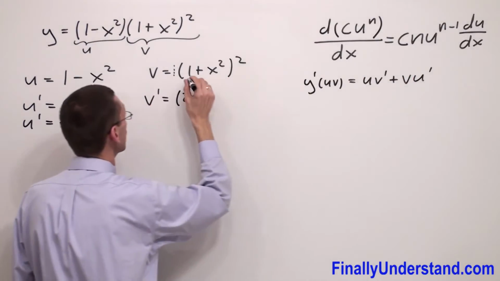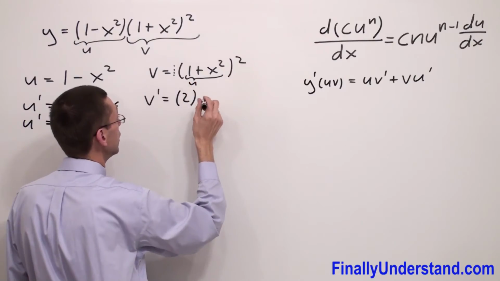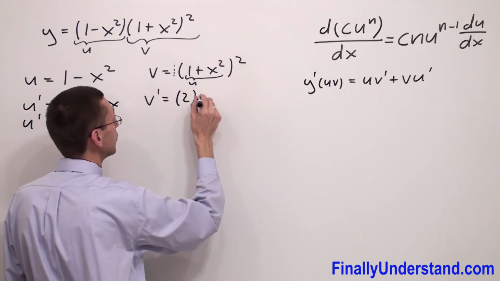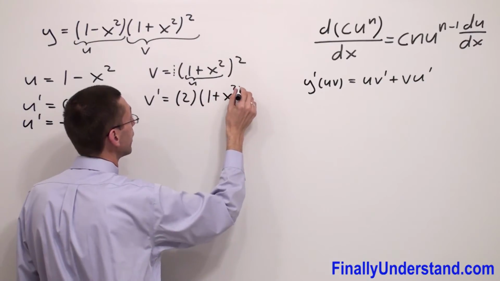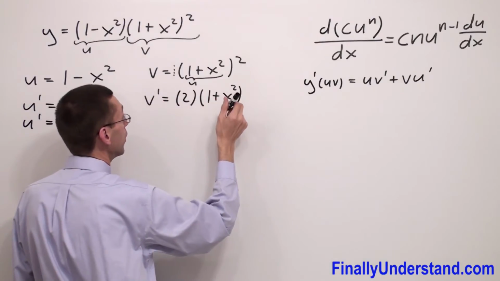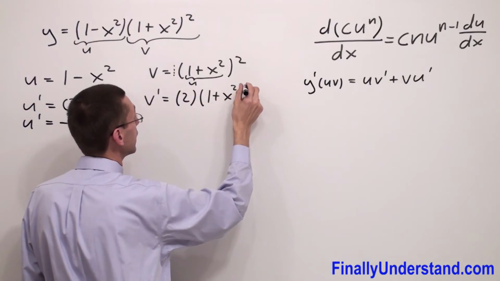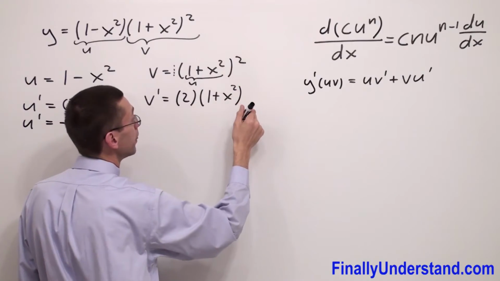U is the content of the parentheses. This is my u in this case. So I have 1 plus x squared, and I have n minus 1. Okay, so n minus 1, I have 2 minus 1 is equal to 1. I'm not going to write it over here.